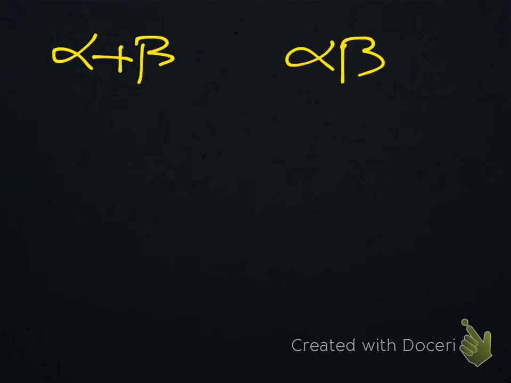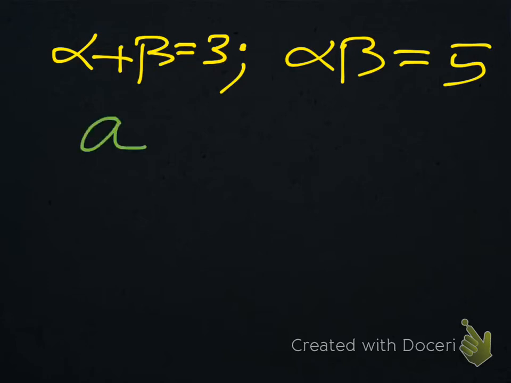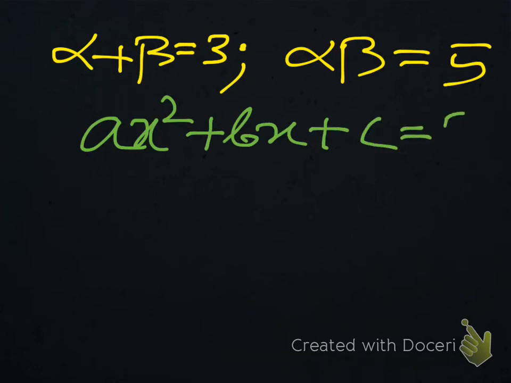First, let us consider this situation where the sum is 3 and the product of the roots is 5. Now watch this step very carefully. I will do this general step. ax squared plus bx plus c, let this be the quadratic equation whose sum of the roots is 3 and whose product of the roots is 5. So we are considering this to be the quadratic equation.